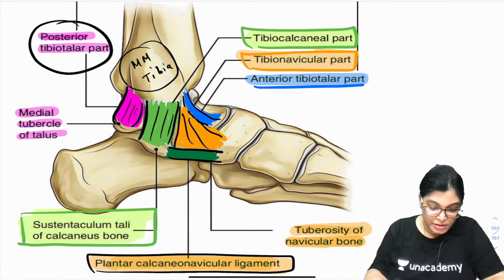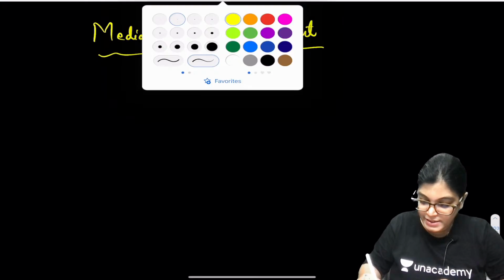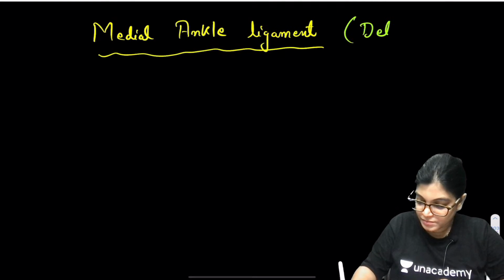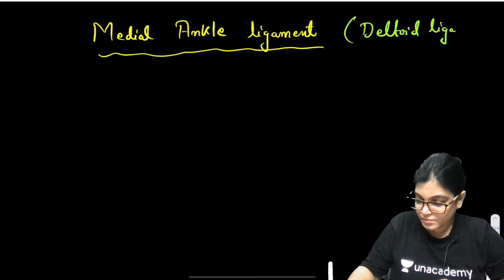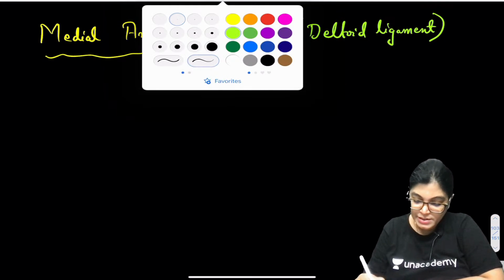Okay. Now let's move on with the explanation. So what I have written here, all of you just write down the explanation of the ligaments of ankle joint. Write the heading medial ankle ligament. Medial ankle ligament is also called the deltoid ligament. So let's write its parts.